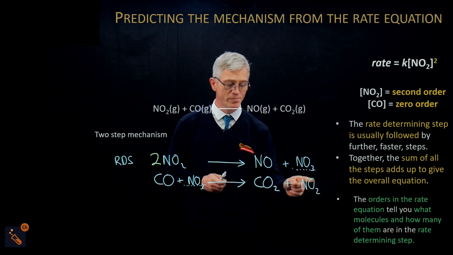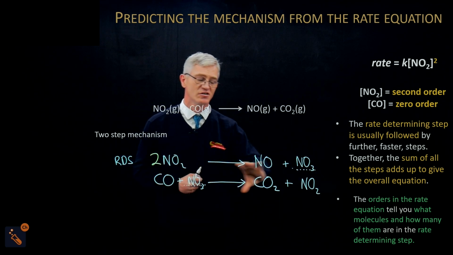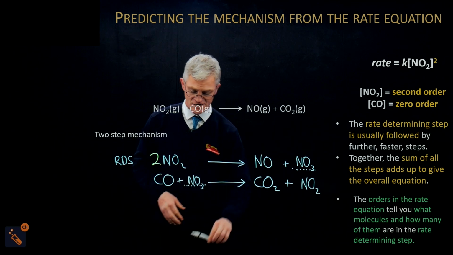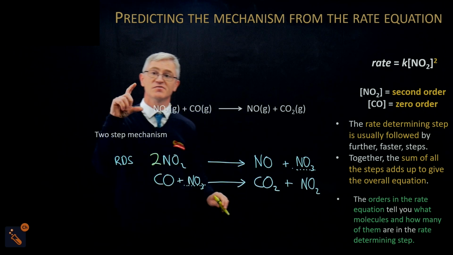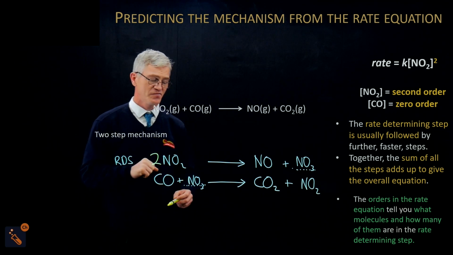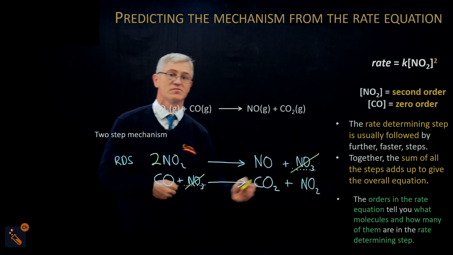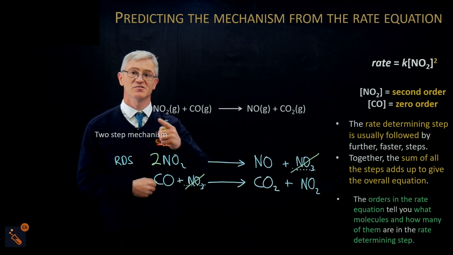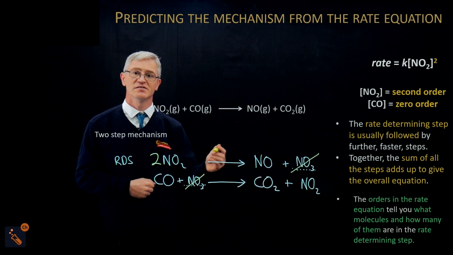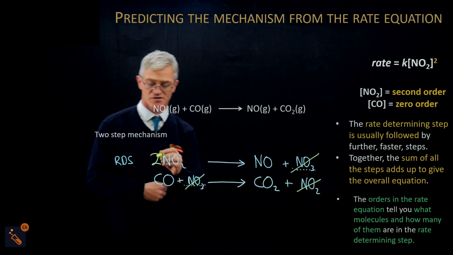Now, if that's the case, that all balances. Checking it all balances, it balances charge-wise because there's no charges anywhere. And now we can just check, does it fit the overall equation at the top? First of all, the intermediate cancels. Okay, so it cancels, so it doesn't appear in the top. The other thing is, one of our NO2s cancels.